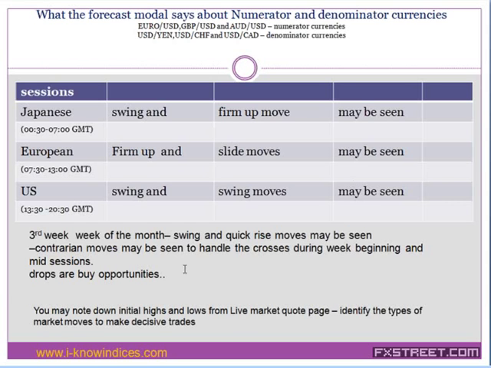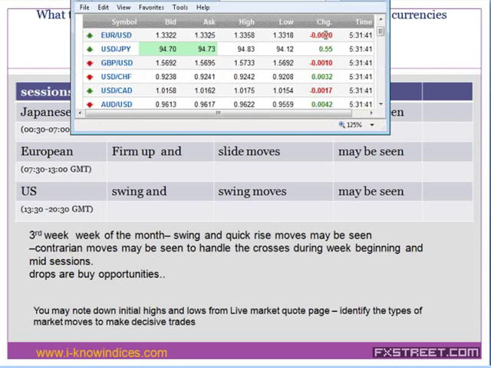So it is the third week of the month. They are expected to make more of the USD weakening move. So on the first day you come across a USD gaining move as a week-beginning false move with regard to the majors, and later on you will find the USD weakening move happening in the market. In the process, the numerators are expected to show the USD weakening move and the denominators are expected to show the USD gaining move as a contrarian move. As a result, we are expecting good gains in the crosses as well. So contrarian moves may be seen to handle the crosses during this particular week.